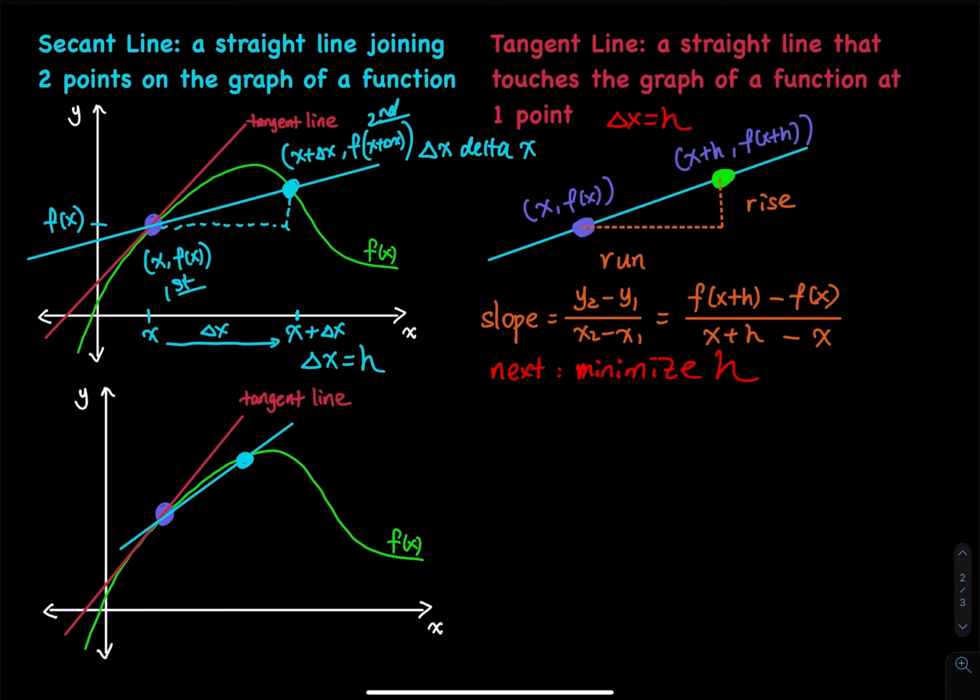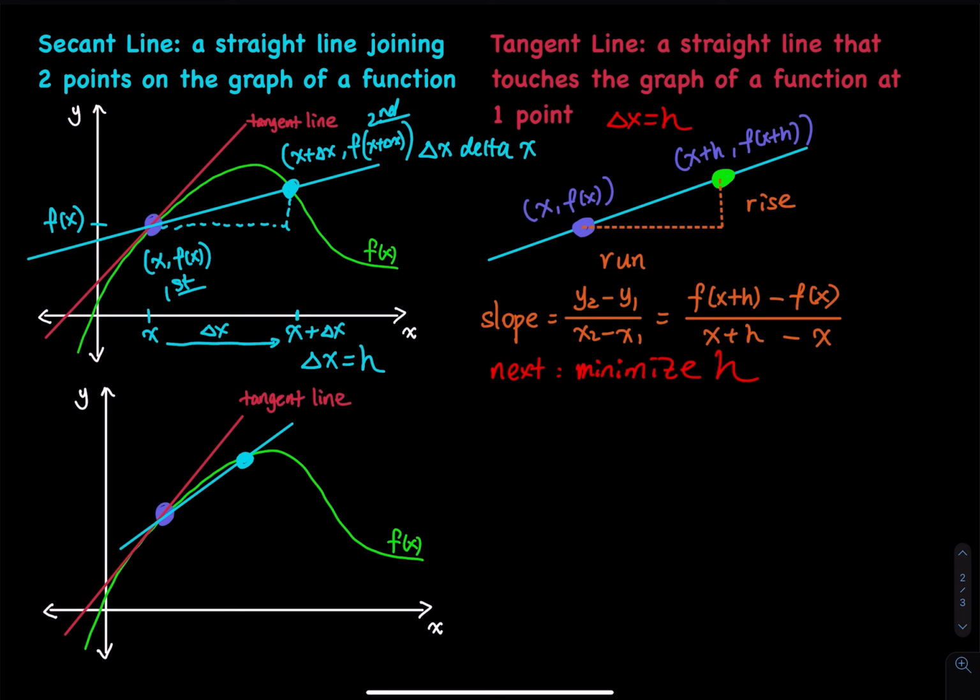So we are trying to minimize h. h is delta x. So you are trying to shrink x. You are trying to push this point to this point. So this is just getting closer. So once the blue point reaches the purple point, the secant line becomes a tangent line. So minimize h. How do you use a limit to write minimize h?